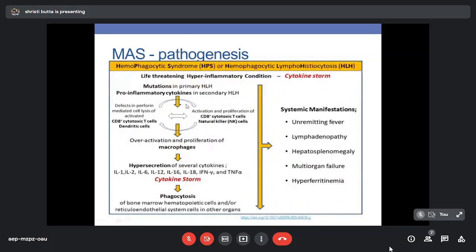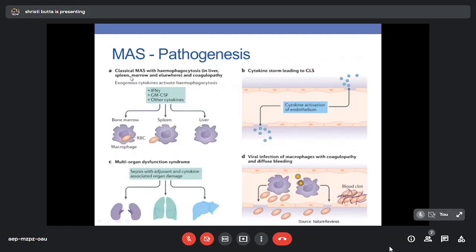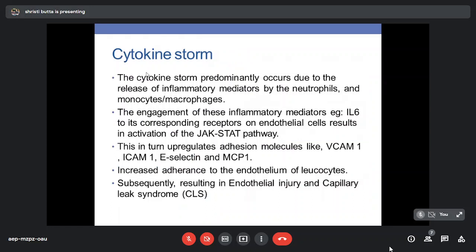Here you go. You have a life-threatening hyperinflammatory condition that develops, and there is release of pro-inflammatory mediators. There is a defect in the perforin mediated cell lysis of activated CD8 cytotoxic T cells and dendritic cells. Activation and proliferation of these cells results in overactivation and proliferation of macrophages. A hypersecretion of these cytokines results in the cytokine storm, and that subsequently causes phagocytosis. But how does that happen? Let's move on. You have the classical macrophage activation syndrome and hemophagocytosis. First of all, the cytokine storm occurs due to the release of inflammatory mediators by the neutrophils, monocytes, and macrophages.